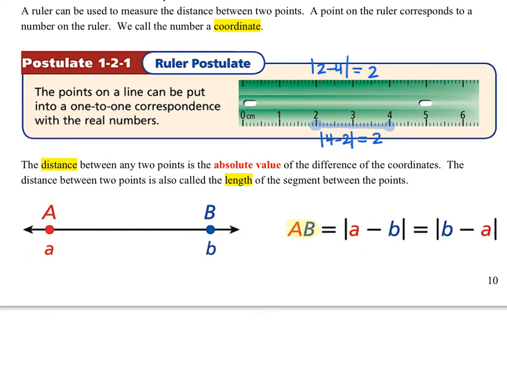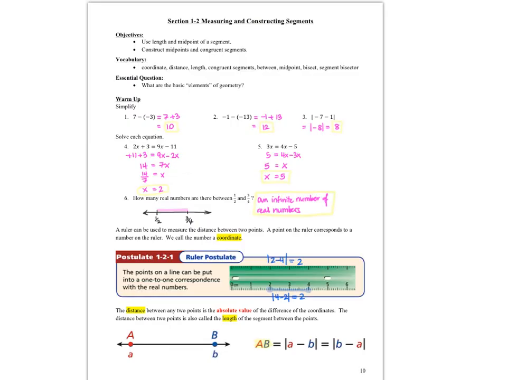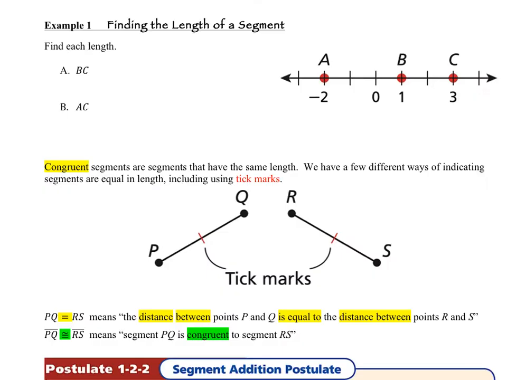So we're going to continue to see more examples of the correct notation for segments, for lines, for rays, and then for the distance between 2 points. And pay close attention to the differences in the notation, because it's not hard, but it is something new for you. In example 1, we're using the ruler postulate to find the length of a segment.